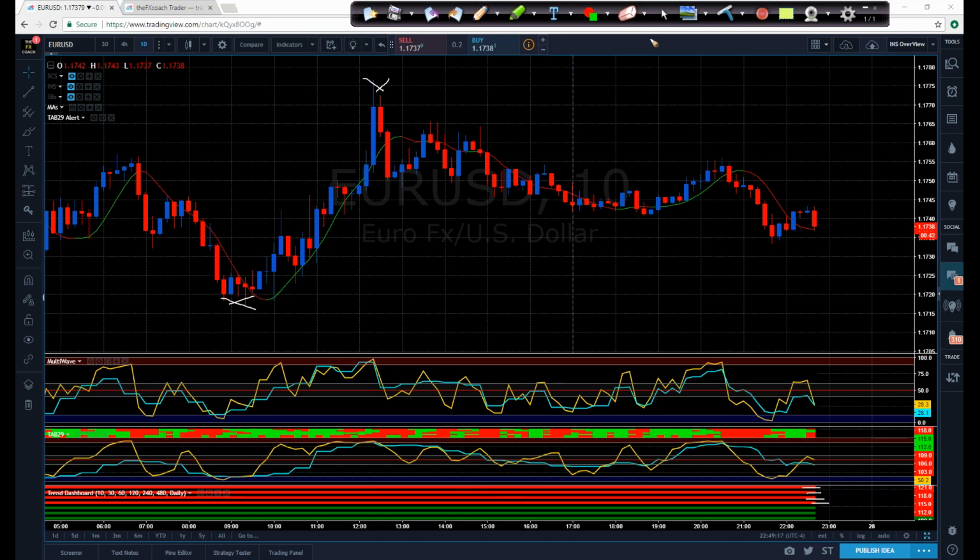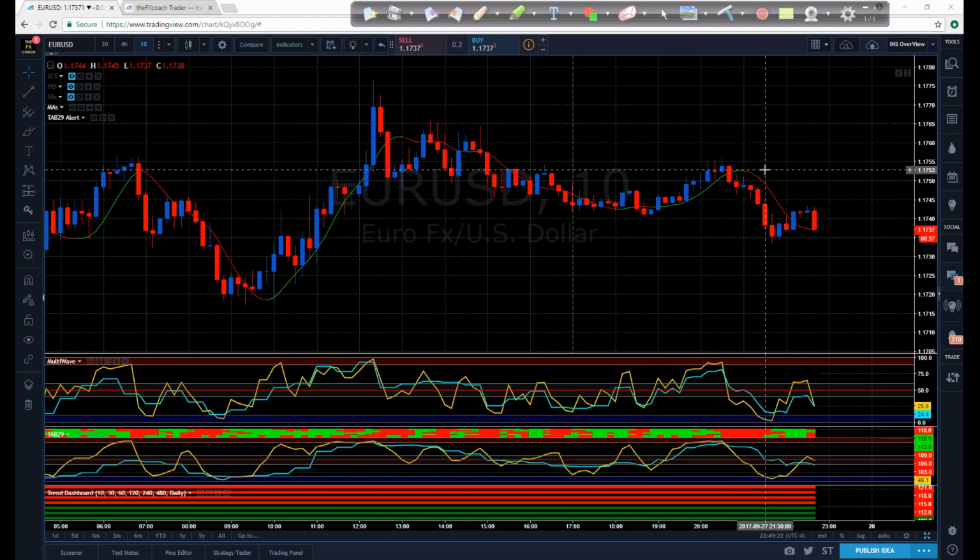What do you think's happening right now? What, anybody want to guess at what the big picture is right now, just looking at that trend dashboard?